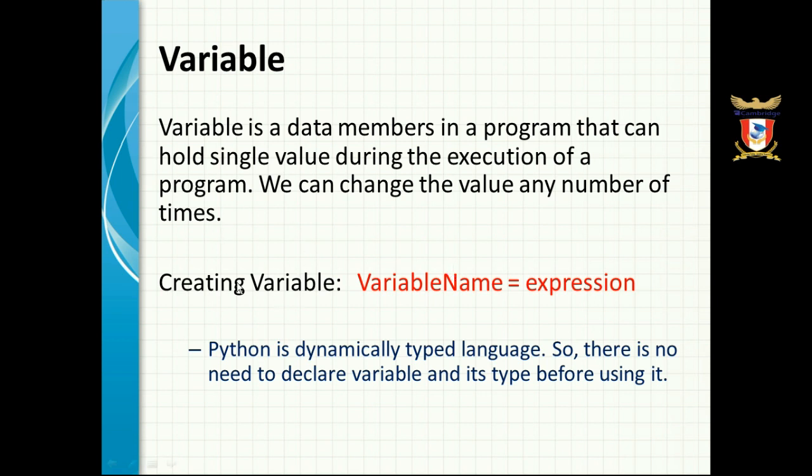The main concept related to variables in Python is that Python is a dynamically typed language. So there is no need to declare a variable and its type before using it. That means, unlike C, C++ or Java, there is no need to declare a variable or specify its data type before its use. When you assign a value to a variable the first time, the system will automatically declare that variable. We'll discuss the same topic in the next slides.